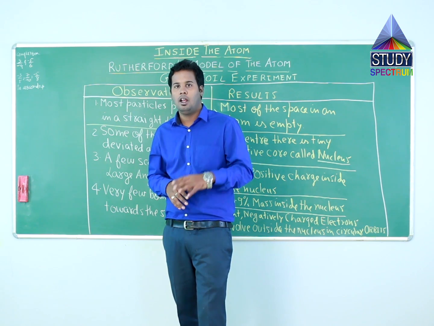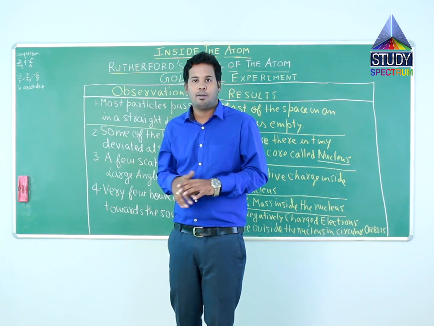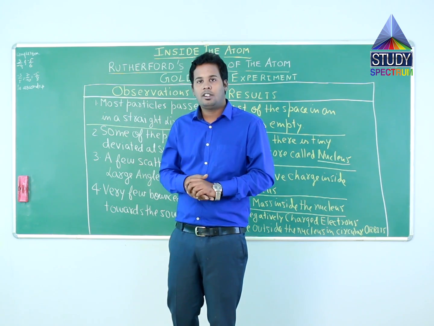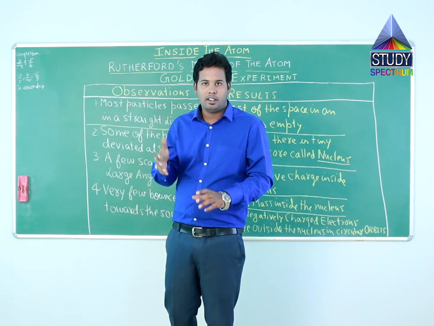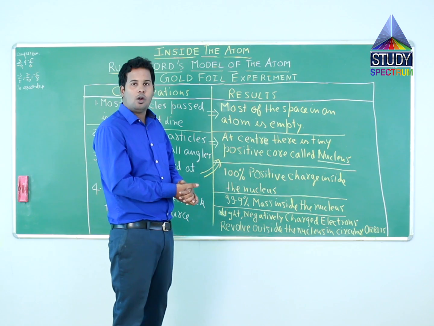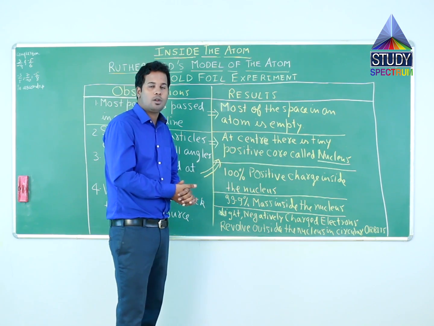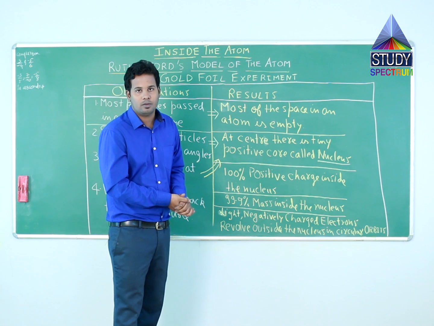I have mentioned that he took the help of his own students, Geiger and Marsden, to conduct the experiment. We have talked about the setup of the experiment, why those particular things were used to conduct the experiment, correct? Hope you remember that. We have talked about the observations also, and on the basis of those observations, what results he drew, what conclusions he drew about the atom also.